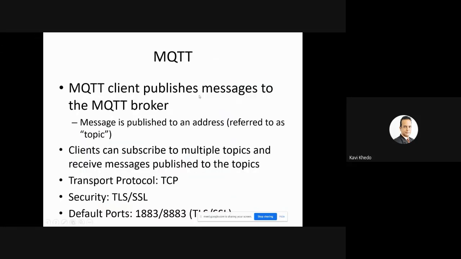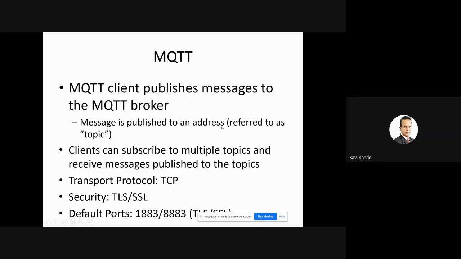So MQTT client publishes messages to the broker. When we say MQTT client publishes messages to the MQTT broker, to what client are we referring to here? Anyone? Publishers. The publisher, exactly. Not the subscriber, because here it says MQTT client publishes messages to the broker. So it should be the publisher that we are talking about here. It is a client. So what I want to tell you is that the publisher is also a client to the broker. So this is why it says MQTT client publishes messages to the MQTT broker.